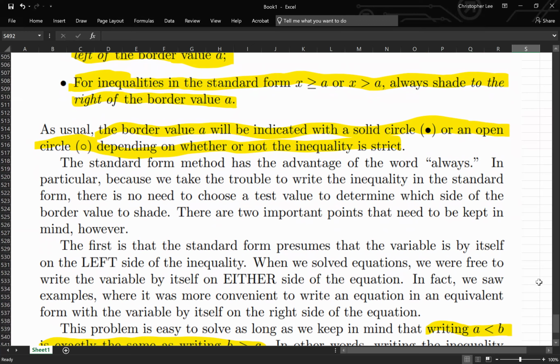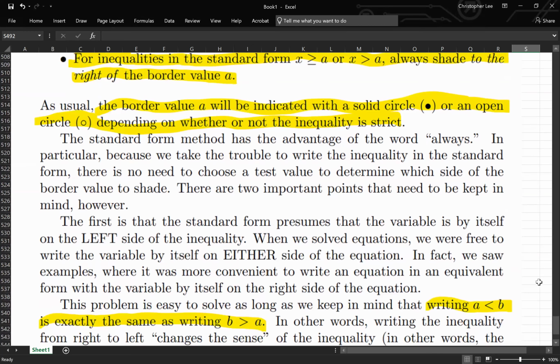This problem is easy to solve as long as you keep in mind that writing a less than b is exactly the same as writing b greater than a. So you can read the inequalities backwards. That's what it's trying to say, right? If the x appears on the right, just read it backwards or flip it around. It's another way of saying it, right?